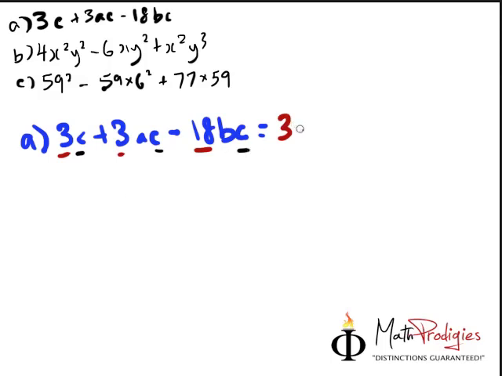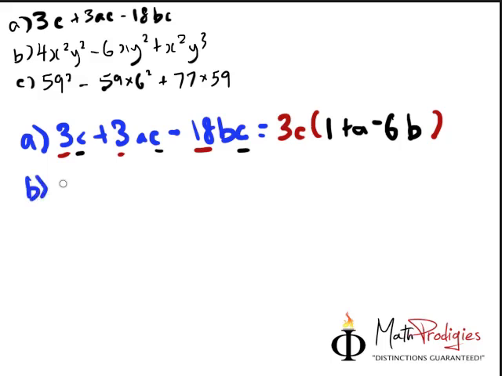So when we take out C, we have a bracket here, and we're going to put in the numbers. 3C times what gives you 3C? 1. 3C times what gives you 3AC? A. And what gives you minus 6BC? Minus 6B. So 1 plus A minus 6B. Is that the answer? Yes, that is the answer. Very simple.